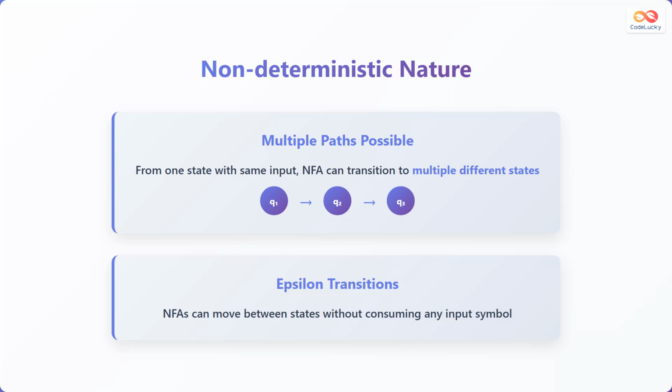Let's explore the non-deterministic nature of NFAs. From one state with the same input, an NFA can transition to multiple different states. It means that it can explore several paths simultaneously. Additionally, NFAs can have epsilon transitions, meaning they can move between states without consuming any input symbol.